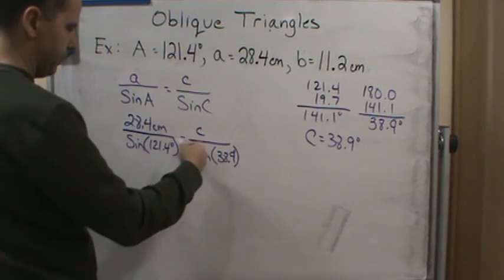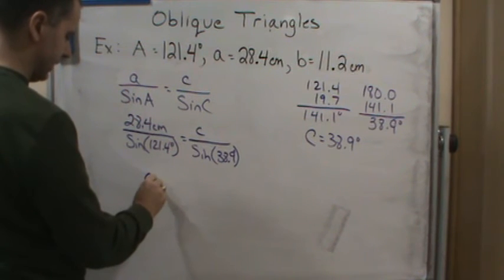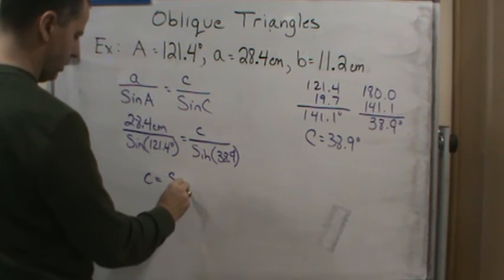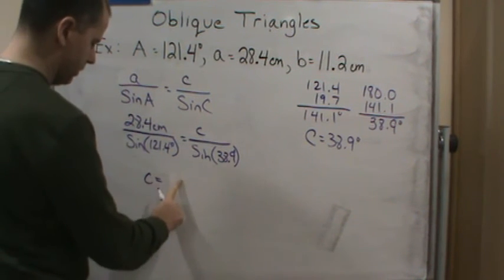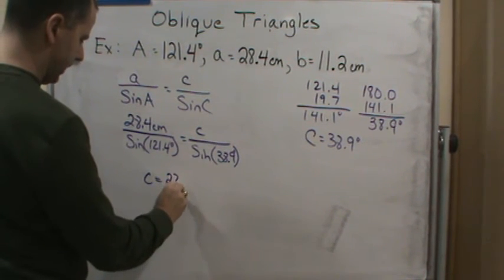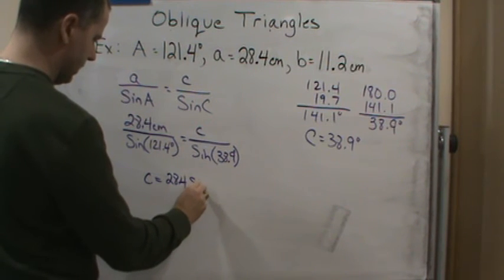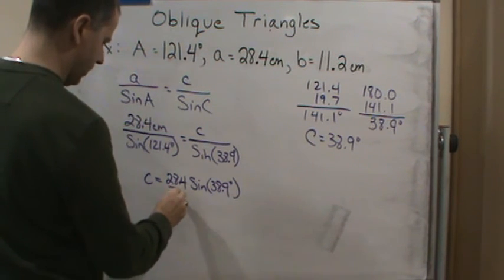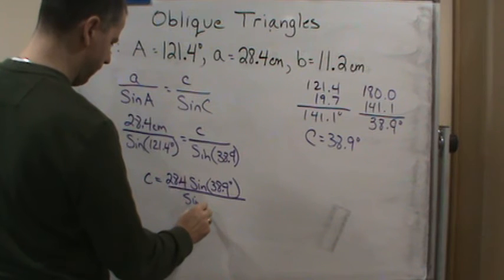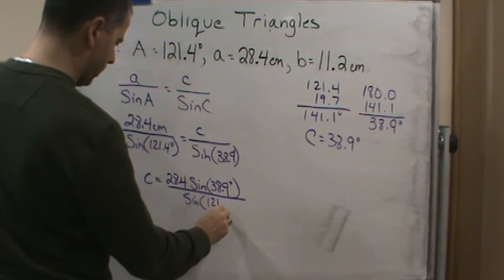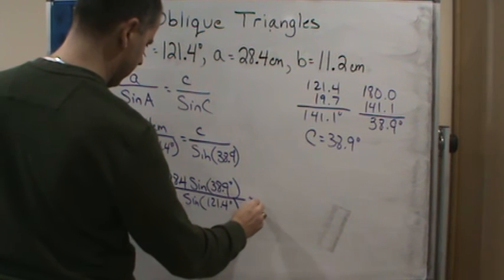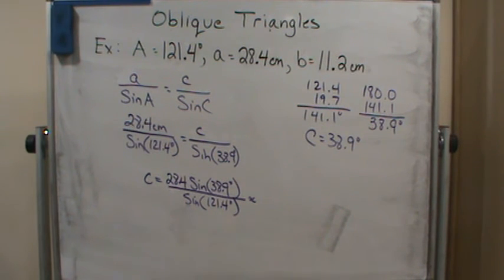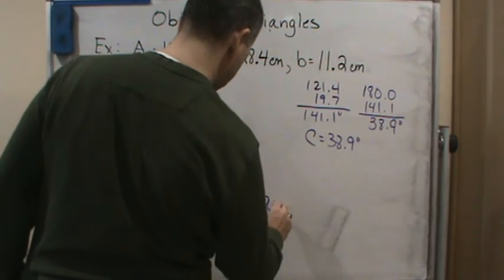Now I'm going to multiply everything by sine of 38.9 degrees and I get C equals, let me rewrite this, 28.4 times sine of 38.9 degrees divided by sine of 121.4 degrees. And now if I put this in my calculator, I get an approximate value of 20.9 centimeters.